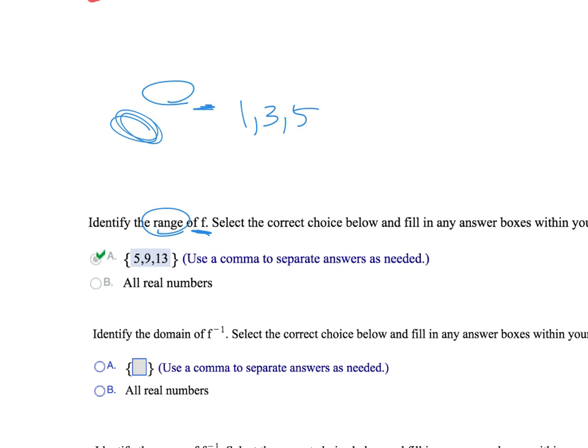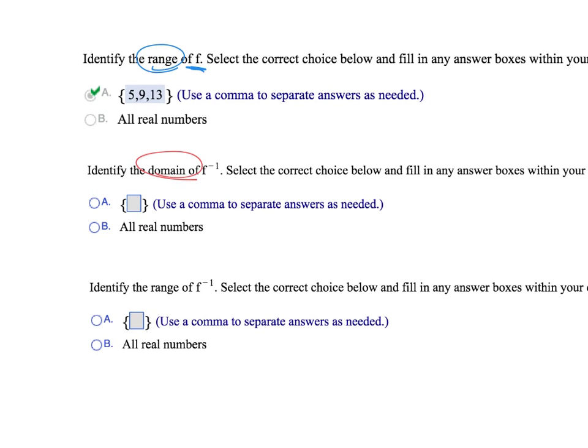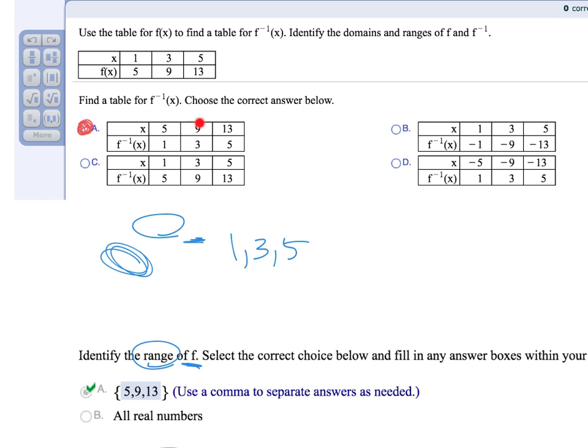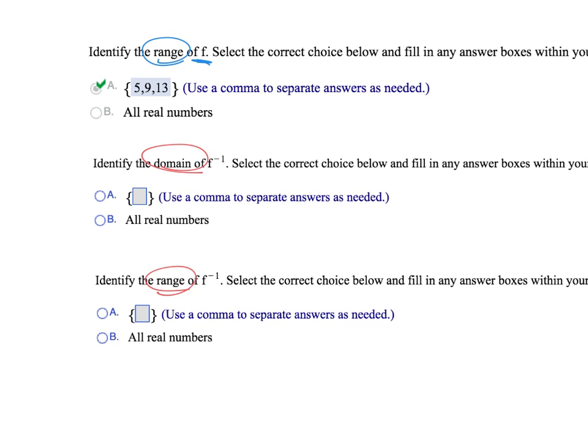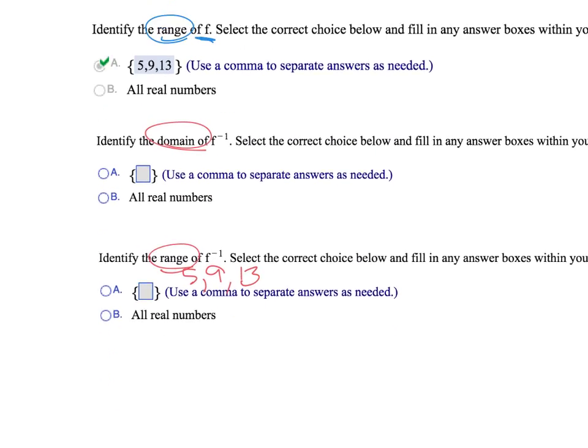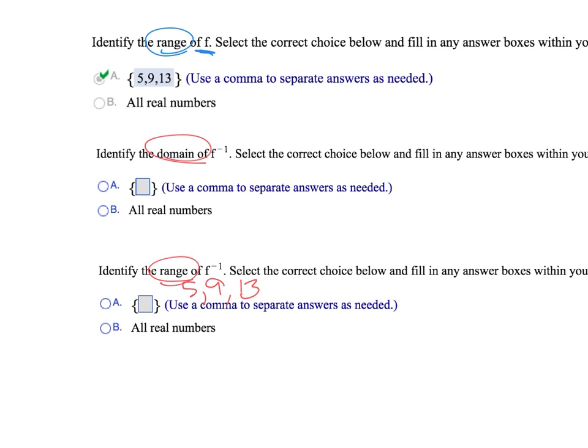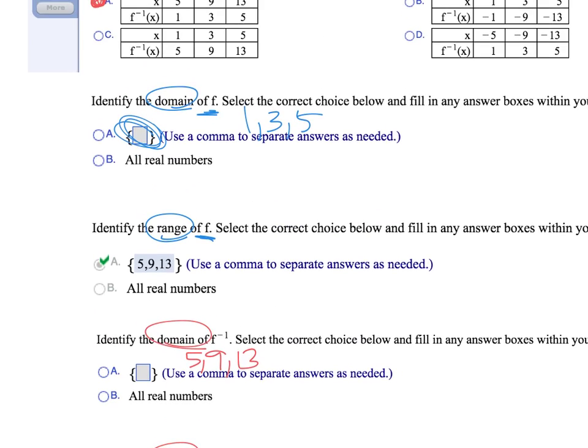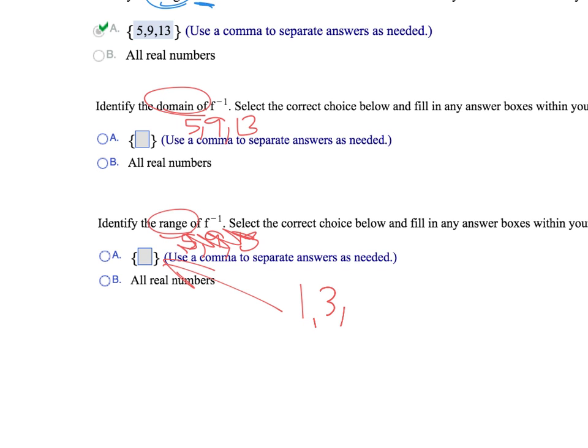And then for the domain and range of the inverse function, it's the exact same process. The domain is all the x values, the range is all the y values. So when we look at our inverse function, the domain is 5, 9, and 13, and then the range is going to be 1, 3, and 5. Oops, I wrote in the wrong spot. So this 5, 9, and 13 is the domain, and then the range right here is 1, 3, and 5.